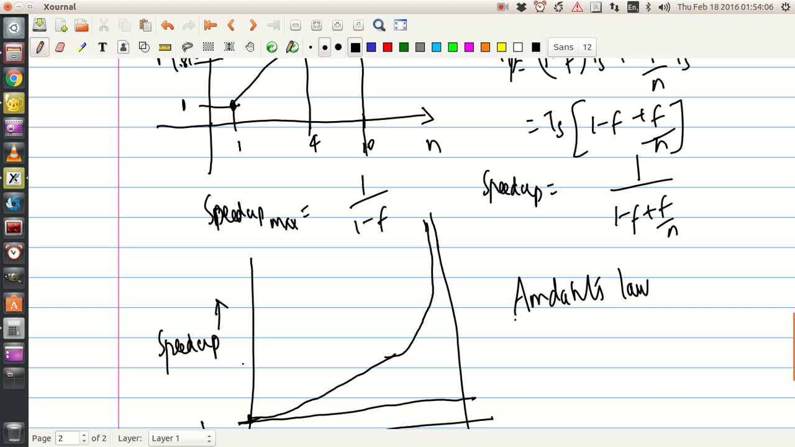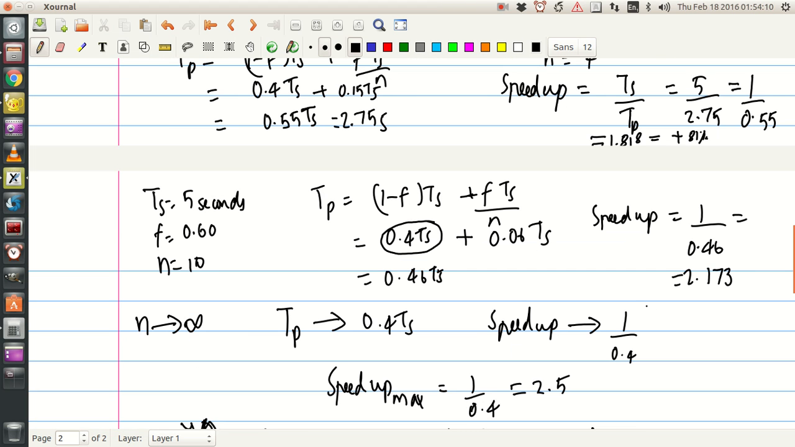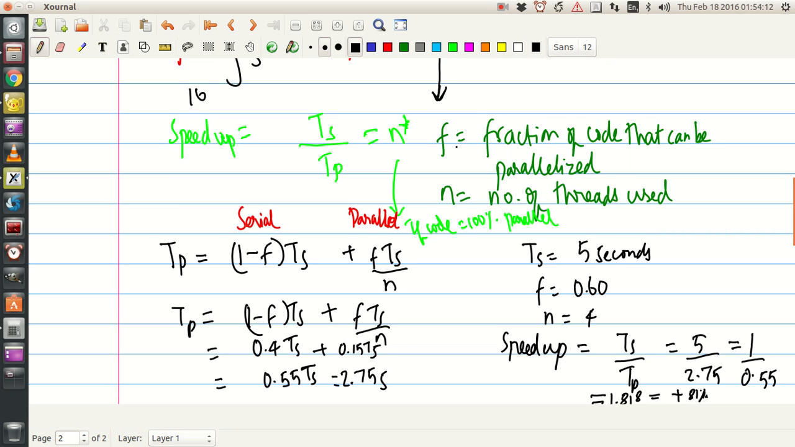If you want to speed up your code beyond a particular point, the number of processors doesn't help, whereas f, the fraction of the code that can be parallelized, is vital, so I'll put this in the red box over here. If you're able to make your code such that you increase the value of f, that's more important. Automatically when you do that, the number of threads increases, and you'll have a good speed up.